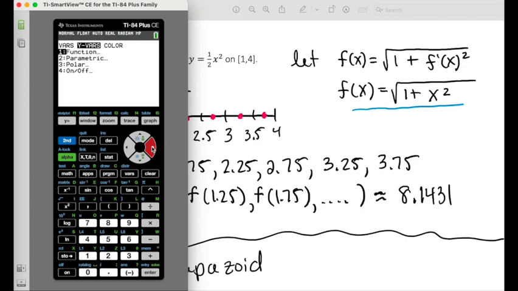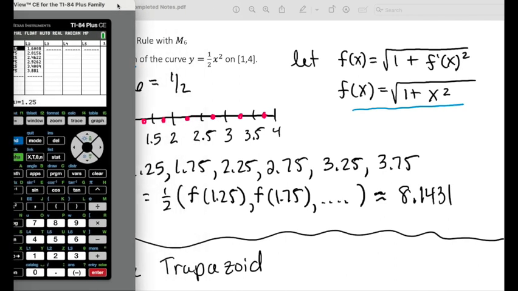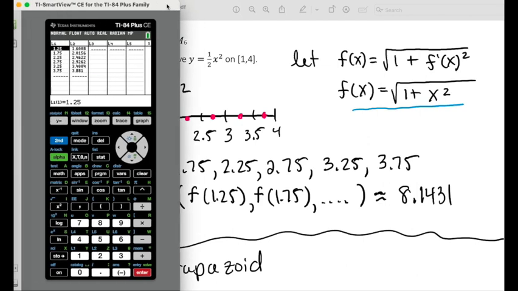I'm going to tell the calculator to take my function that's in y1 and evaluate it for all of the values in my list 1. And I want to store those values in list 2. So when I go back to stat and edit, I can see all of my corresponding values of the function. So now what I want to do is add all these up and multiply by the width, which is 1/2, the width of my rectangle.